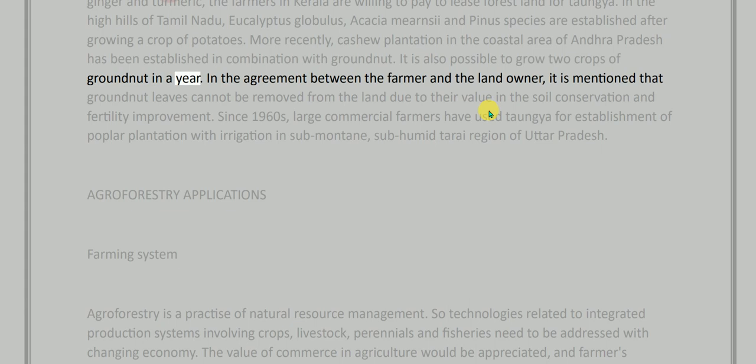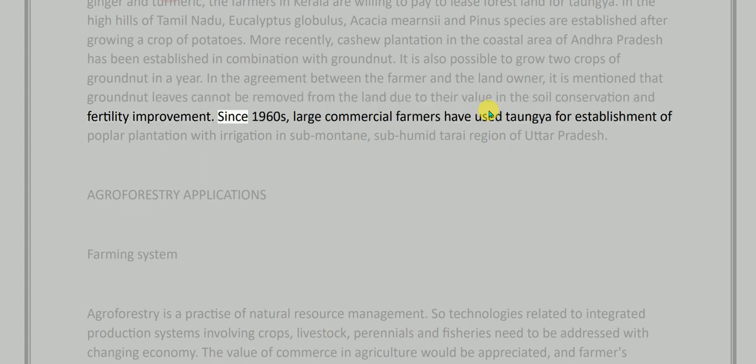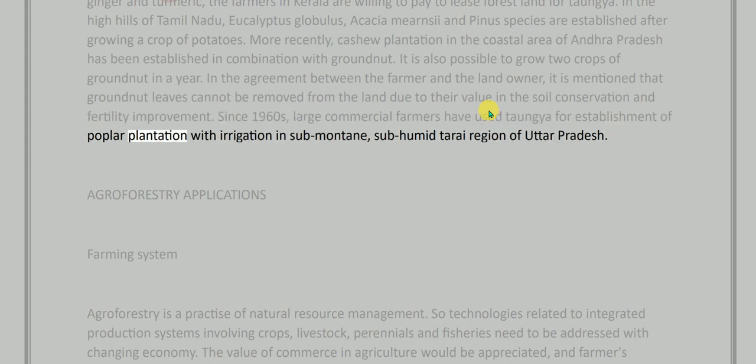In the agreement between the farmer and the landowner, it is mentioned that groundnut leaves cannot be removed from the land due to their value in soil conservation and fertility improvement. Since the 1960s, large commercial farmers have used Taungya for establishment of poplar plantation with irrigation in the submontane, subhumid Tarai region of Uttar Pradesh. Agroforestry applications.